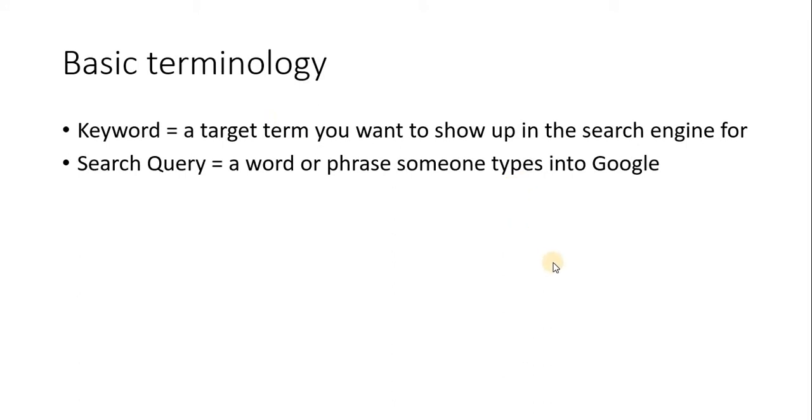So before I dive into this, I just want to cover two terms that I might use throughout this presentation. The first one is a keyword. A keyword is simply a word or a set of words that you want to show up in Google for, right? So you want to show up for that term in the search engine. That could be something like Chicago home inspector, right? That could be a keyword.